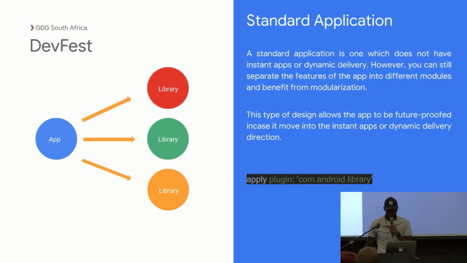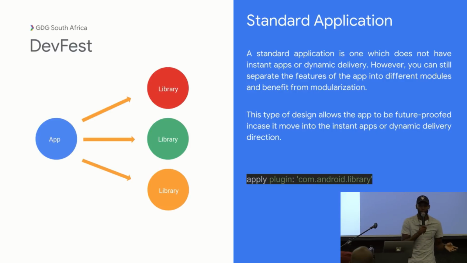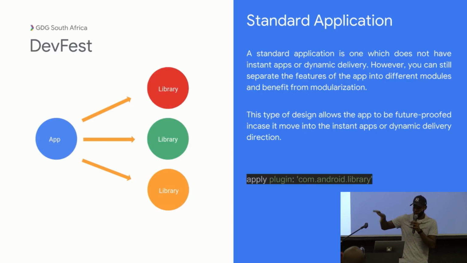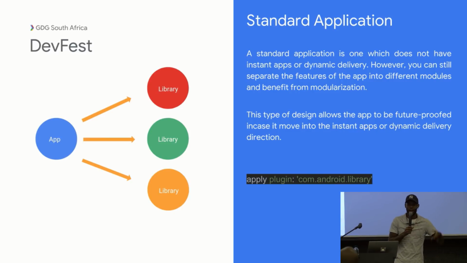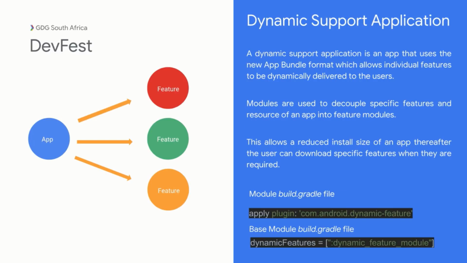This type of design allows the app to be future-proofed in case it moves into instant applications or dynamic delivery direction. That's the benefit of actually modularizing an app here, whereby you have your stuff modularized, even though you don't support instant apps or dynamic apps at the moment. So in the future, you are able to take certain features and actually modularize them. Sorry guys, I'm looking at the time, so I'm just going to try and rush through. Please catch up with me.